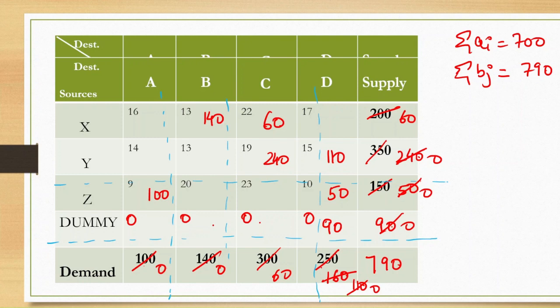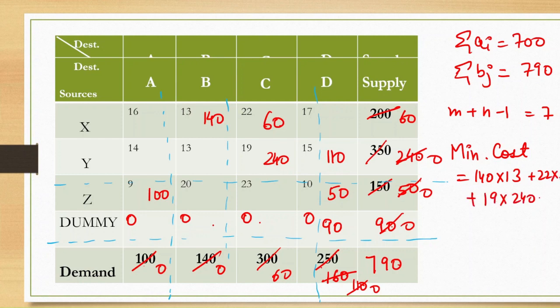As I told you, m plus n minus 1 is coming out to be 7. So we could easily cross check where we are having 7 allocations. Now the minimum cost that we'll be getting here would be equal to 140 into 13 plus 22 into 60 plus 19 into 240, 15 into 110, 50 into 10, 9 into 100, and lastly 0 into 90. So we are getting 7 allocations, and we could find out the minimum cost, and this would be the final solution.